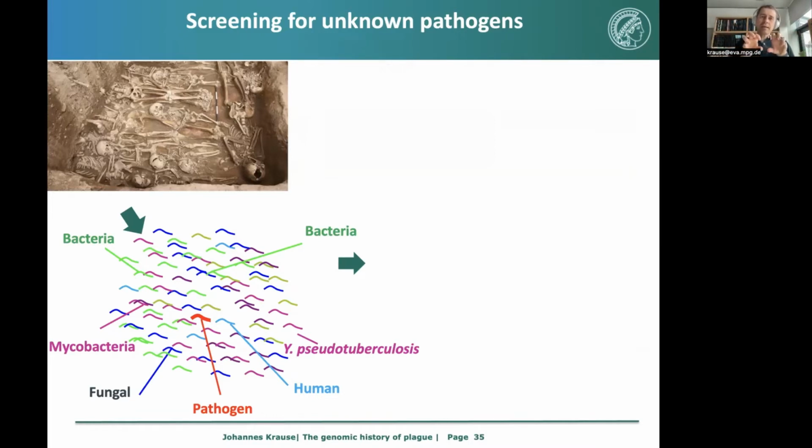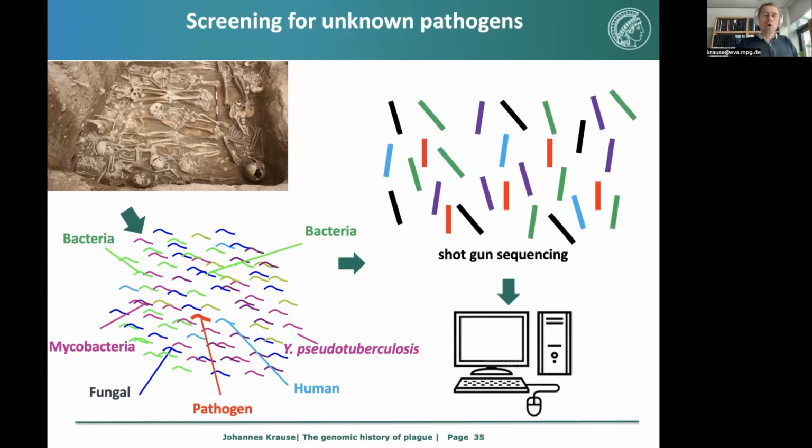And this capturing that I showed you, where we use arrays or in-solution capture or something like that, we have to have some prior knowledge, which we often don't have. So therefore we have to take a different strategy for the unknown, for moving back in time. And there we use what we call a shotgun approach. So basically we just look at every DNA fragment that we can get from an ancient skeleton.